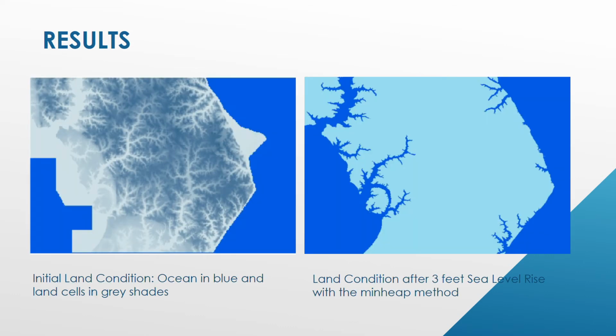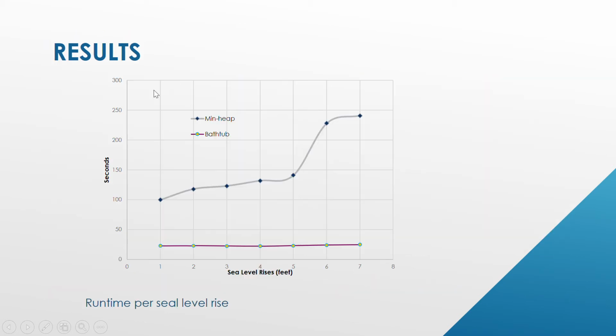So if we see here, the picture on the left is the initial condition of the land. The blue cells are the ocean, and the land is in gray shades with different elevation. So when we run the algorithm for a 3 feet sea level, we see that many portions of the land are now flooded.